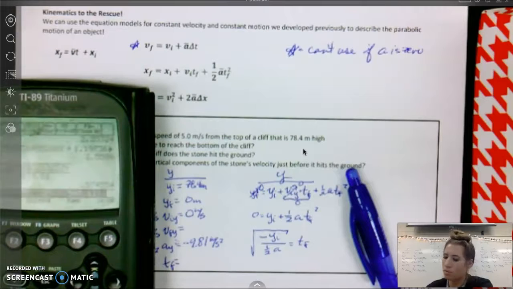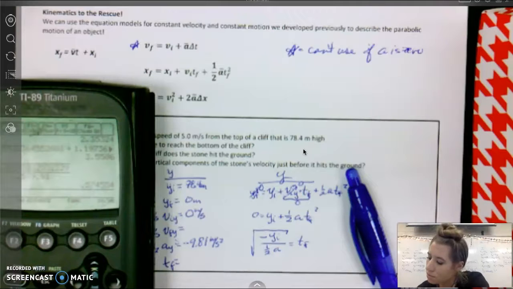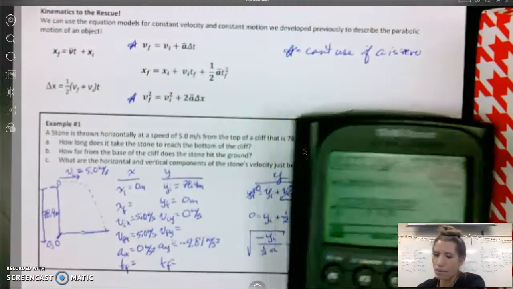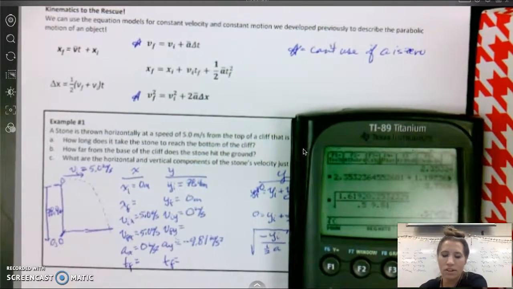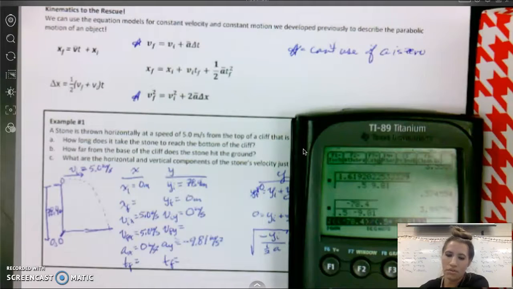Okay. So what we're doing is we're going to take the square root, of negative y initial divided by one half acceleration. I'm trying to find a place where you can see the equation and the calculator. So the square root of, another parentheses, negative y initial. Y initial was 78.4, and then we're dividing that by 1/2, or 0.5, times a negative 9.81, because that's our acceleration.